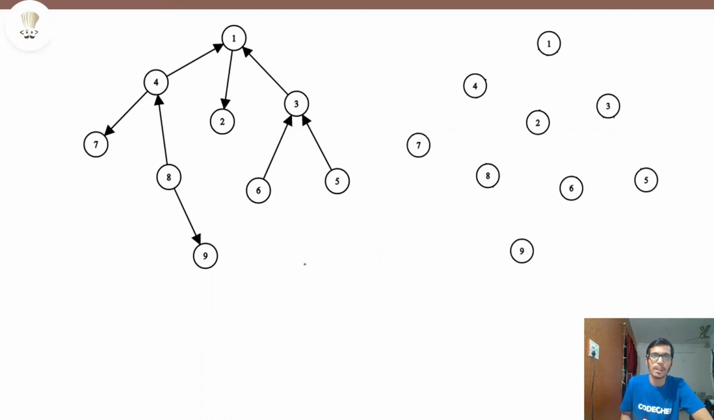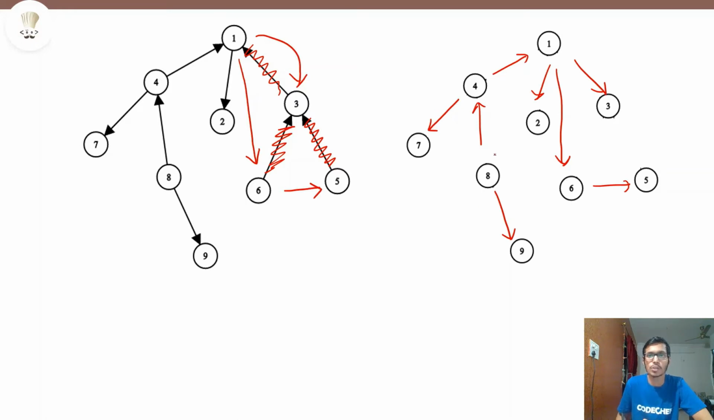In the same example, if I remove this edge and add a new edge from 1 to 6, it is still a directed tree, right? Also, if I remove this edge and add this new edge, and also if I remove this edge and add this new edge, then the figure still remains a directed tree, but now it is also rooted. Why? Because if I draw the final diagram, you can see that now I can choose 8 as my root and I can travel to all the other nodes using the directed edges present in the tree. So this is a rooted directed tree.